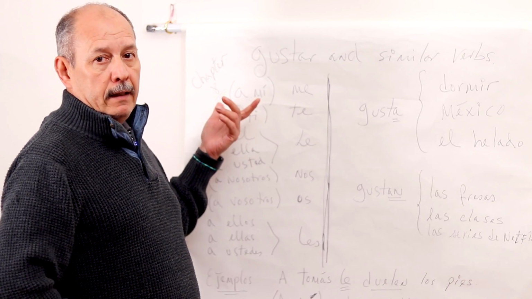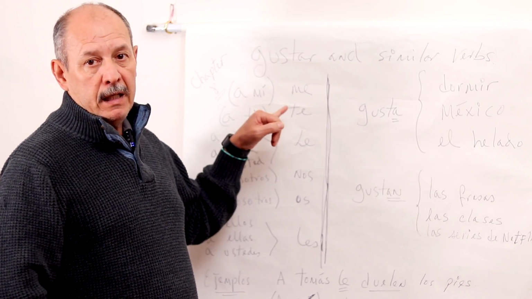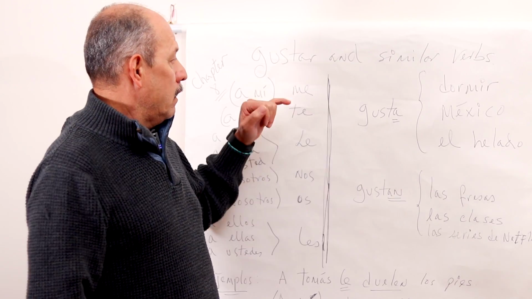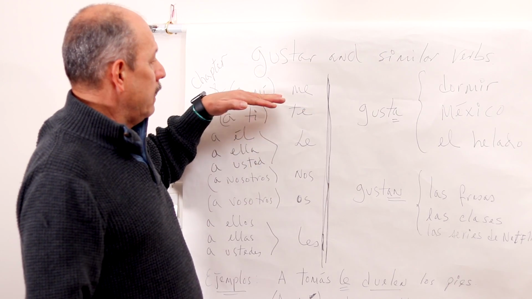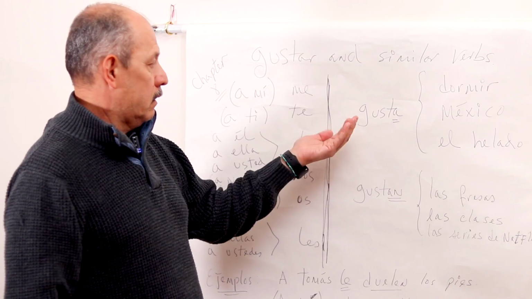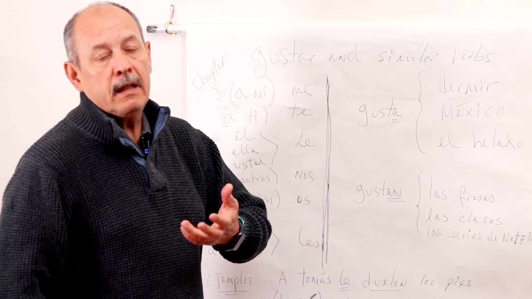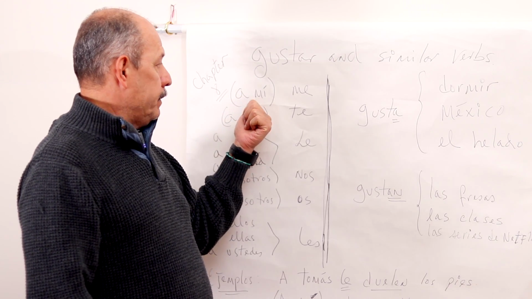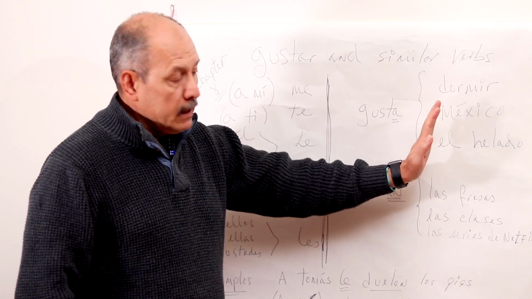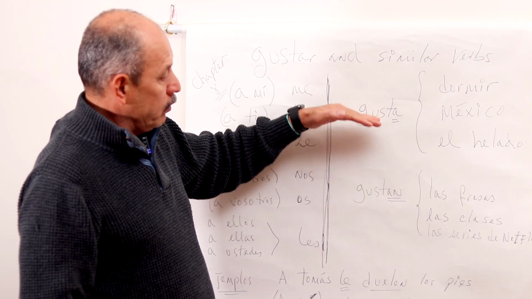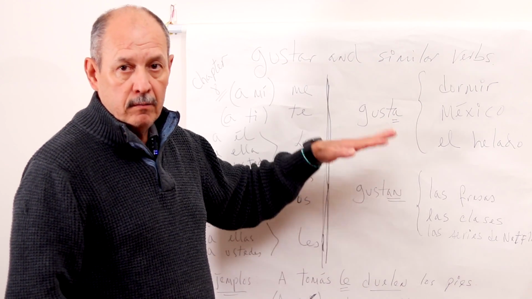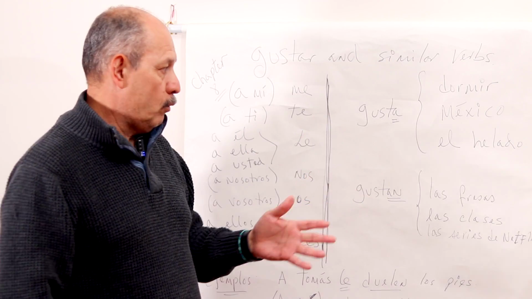I put here in parentheses, if you can see, a mí, because you don't need a mí, but it's just to show you the relationship between me and a mí. This part of the line are the indirect objects, either the indirect object or the indirect object pronoun. Then on the other side of the line is the verb gustar in this case, or similar verbs. But I will be using the verb gustar, which is probably the most popular one.